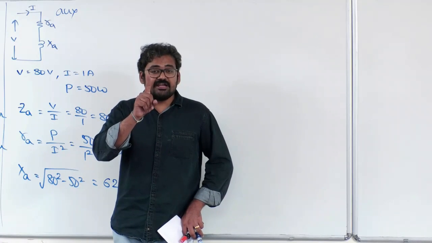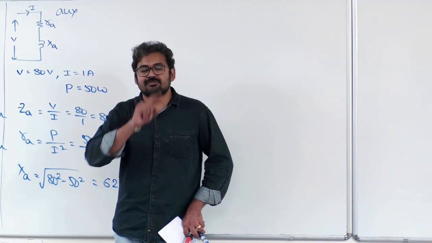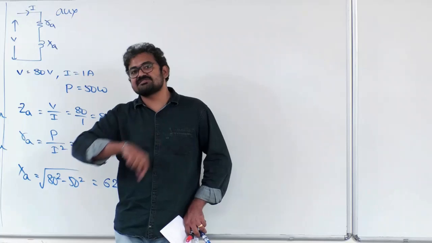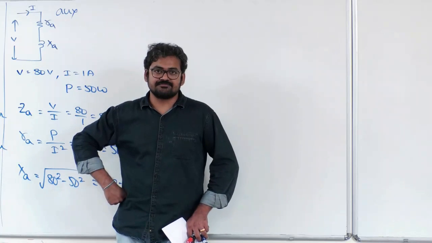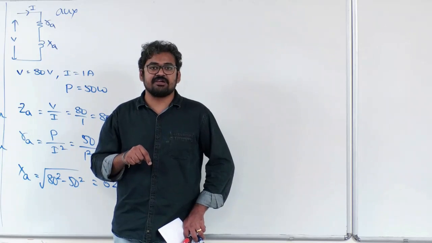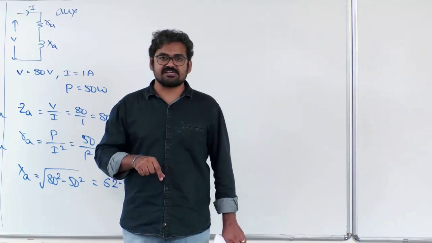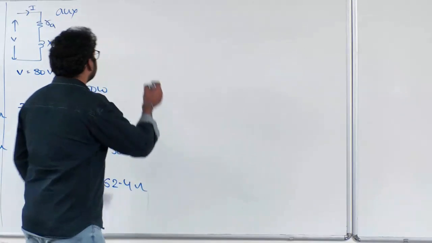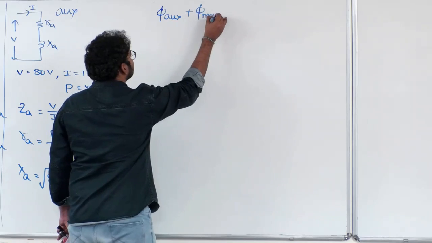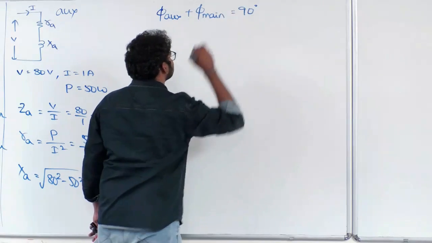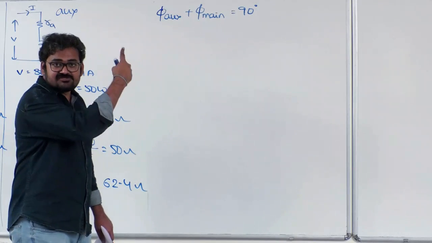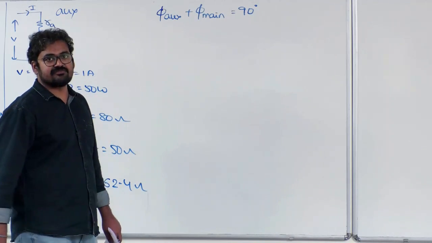I told you 90 degrees will never guarantee you maximum torque. When lambda is 90 degrees, only sin lambda is maximum, but not the entire product. But here we are asked to calculate how much capacitance is required to create that 90 degrees phase angle difference. So that means indirectly phi auxiliary plus phi main should be equal to 90 degrees. Okay, this is the requirement. So to satisfy this requirement, how much capacitance is required?